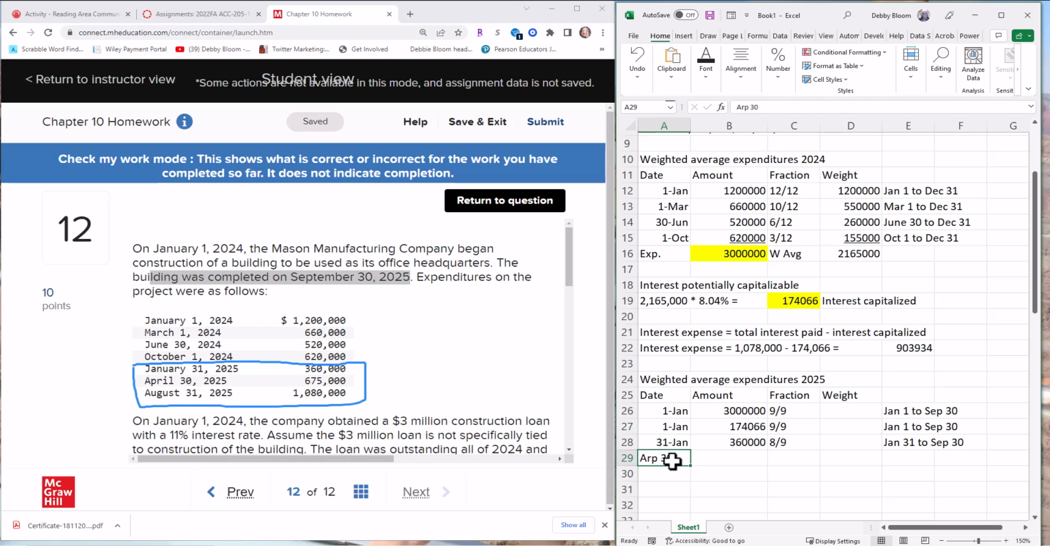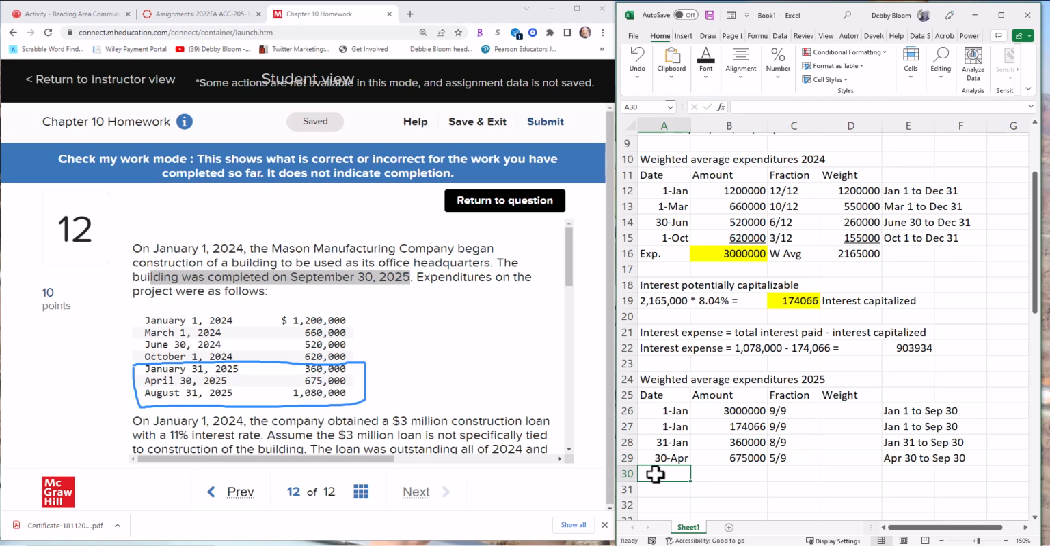April 30th, the amount was $675,000. We count the number of months from April 30th to September 30th: May, June, July, August, September. That one looks like it is going to get a fraction of 5/9.